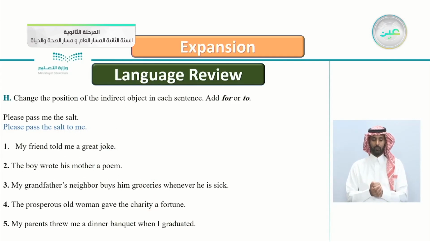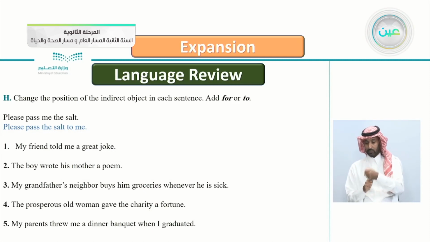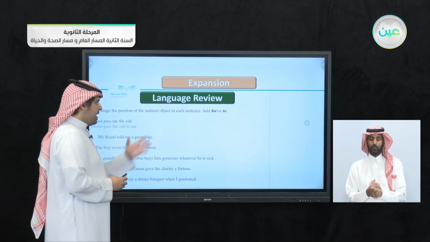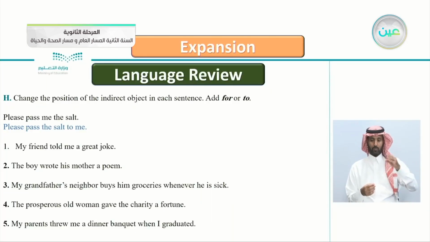Next here, change the position of the indirect object in each sentence. Add for or to. So we'll change the position of the indirect object, then we will add for or to. For example here, please pass me the salt. We changed the position of the indirect object. We said, please pass the salt to me. So this is changing the position of the indirect object. Then we added to or for. Of course, here in this example, we added to.